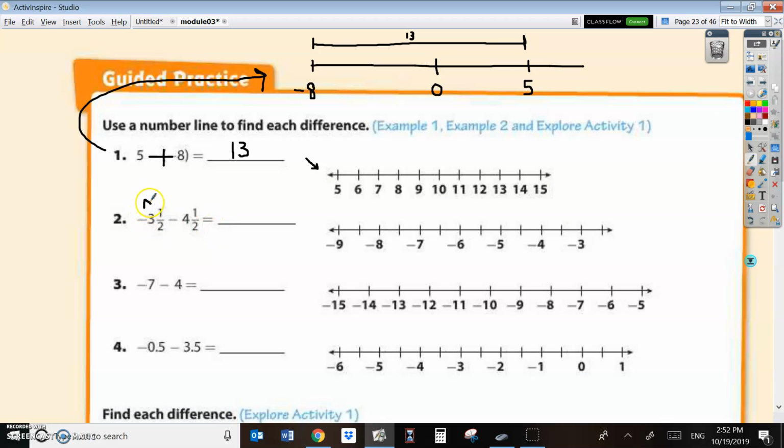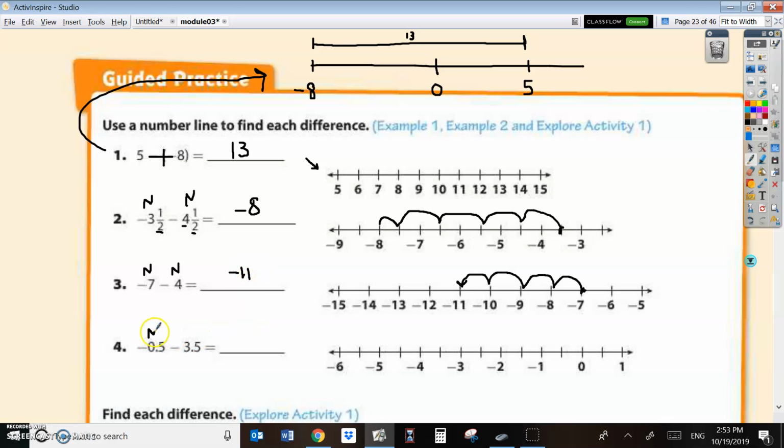So you're starting negative here, and you're going more negative. So if you start at 3.5, here's 3.5. You go 4: 1, 2, 3, 4, and then go the half to negative 8. The denominators are the same, so you can add the numerators. Starting negative, going more negative. Starting at negative 7 and going 1, 2, 3, 4, clear down to negative 11.